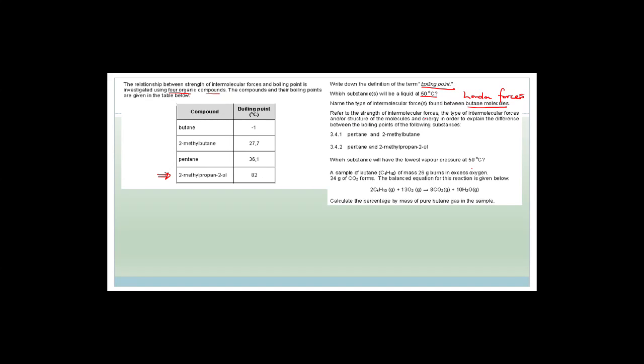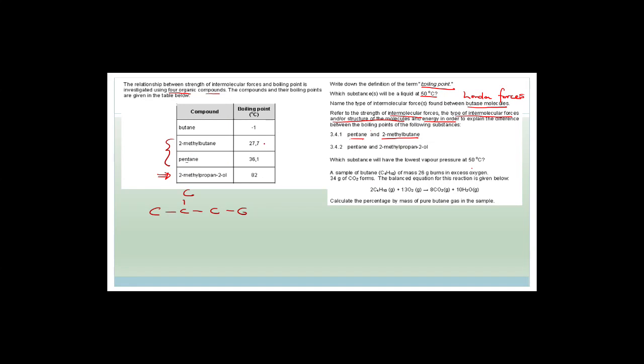Now it says refer to the strength of the intermolecular forces, the type of intermolecular forces, and/or the structure of the molecules, and energy in order to explain the difference between the boiling points of pentane and 2-methylbutane. Do you agree that pentane and 2-methylbutane have exactly the same number of carbons? Okay, 2-methylbutane looks like this: 1, 2, 3, 4 with a methyl group. Pentane is just a chain of 5 carbons. So they have exactly the same number of carbons and exactly the same number of hydrogens. These are isomers of each other.